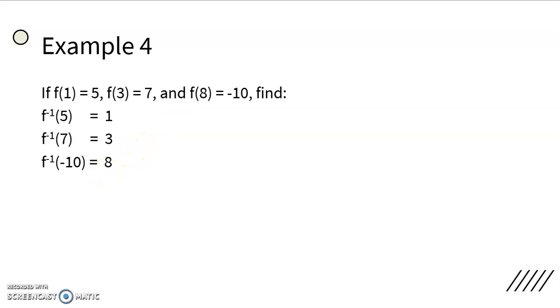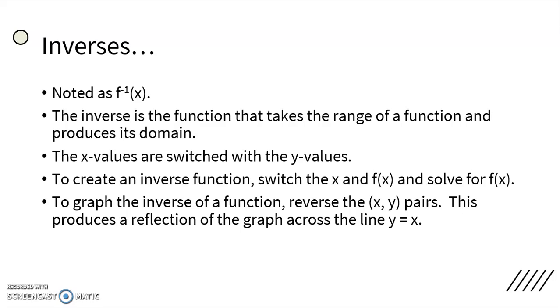So let's talk about inverse functions a little more deeply. Now the notation for an inverse function is this. It looks like f to the negative 1, it looks like an exponent, but because this is function notation, it's actually a way of saying that this function is an inverse. Now, as I said earlier, the inverse is the function that takes the range, the output values, and produces the input values. So this means if I was going to graph it, I'm going to switch the x and y values because the previous input is now my output.